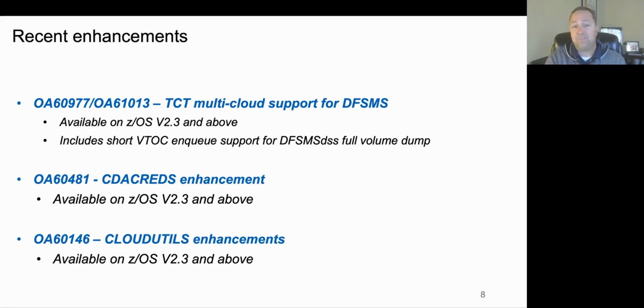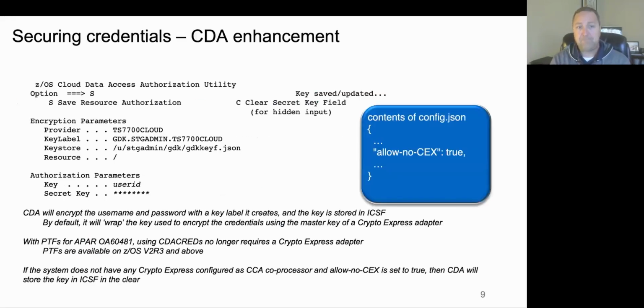We have a CDA creds enhancement that we'll talk about, as well as a couple cloud utils enhancements. So CDA, this is the Cloud Data Access Authorization Utility. This is that ISPF application that will help you secure that username and password for the DS8000's HMC. Now, by default, CDA is going to encrypt the username and password with a key label it creates, and it's going to store it within ICSF. And before storing it in ICSF, by default, it wants to wrap the key used to encrypt the credentials with the master key of the Crypto Express adapter. It's a lot of security crypto stuff, right?